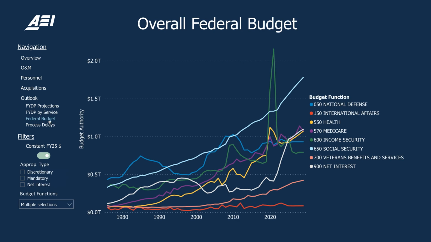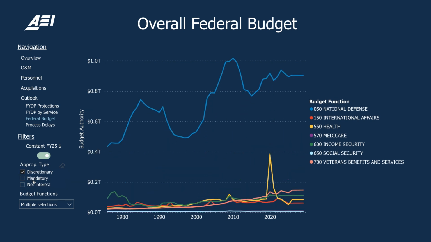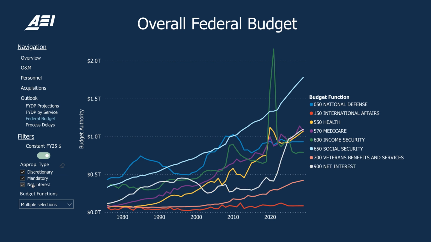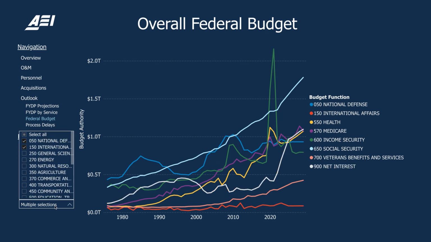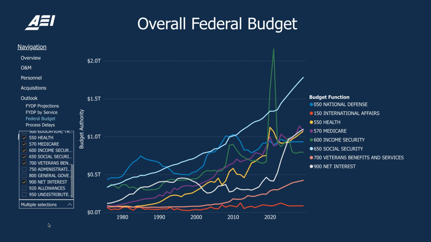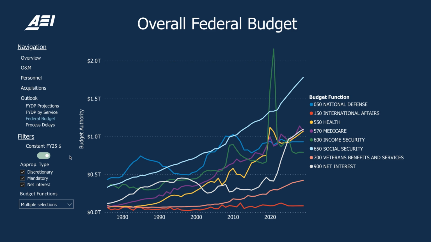The federal budget page actually shows the overall federal budget going back in time to 1976 in the data. By default, it is in constant dollars. Of course, you can change that. You can filter it to just the discretionary part of the budget, or you can include discretionary, mandatory, net interest payments as well. And by default, it only shows the major budget functions in the overall federal budget, but you can go back and select other budget functions as well if you want to include them for the comparison.